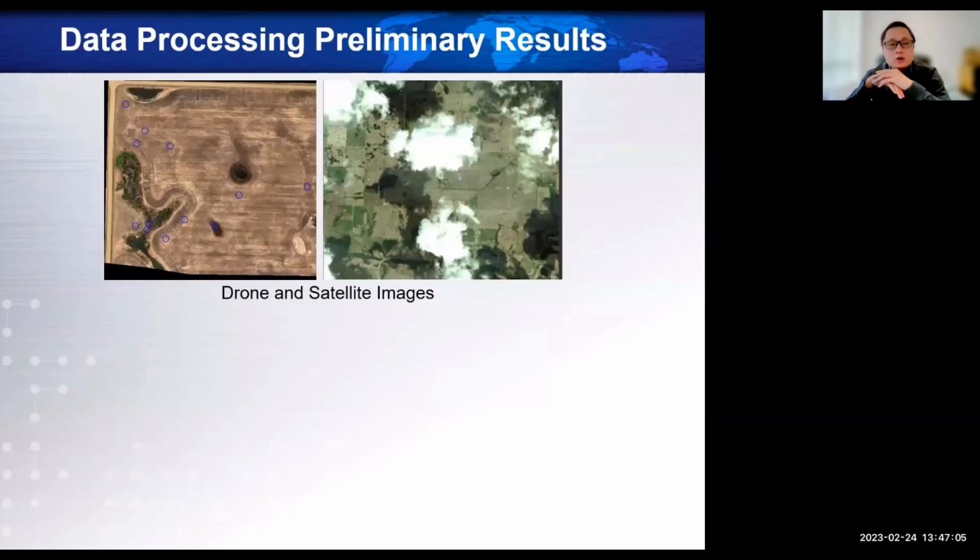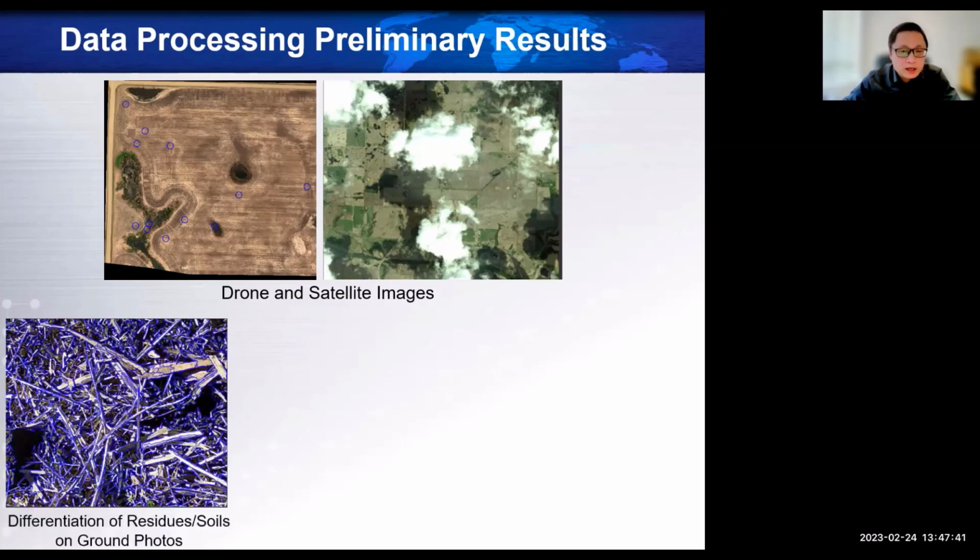So here are the drone and satellite images. The one on the left is a drone image, so we can clearly see different colors. The bright color indicates the crop residue. The dark color indicates more bare soils. We got the satellite image, but unfortunately, because of the weather, you can see the cloud, so the image quality is not great. However, luckily, some of our fields are not contaminated by the cloud, so we can still use this image.